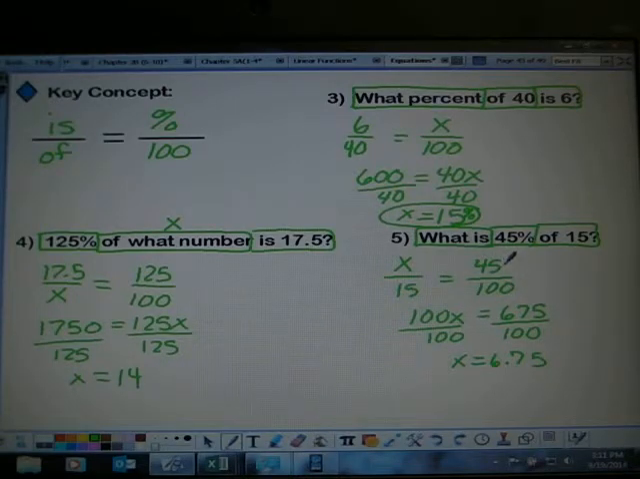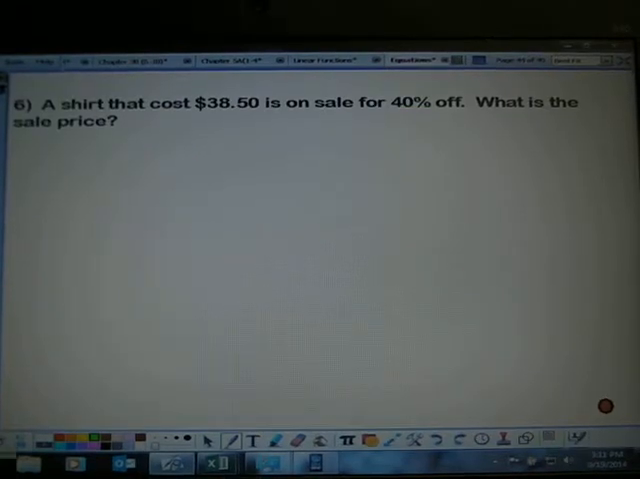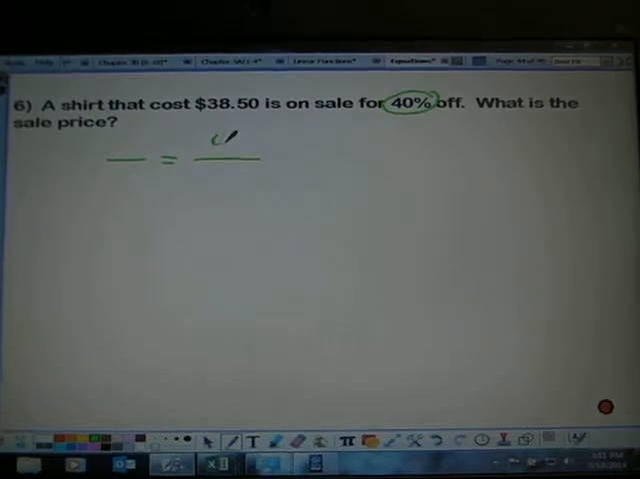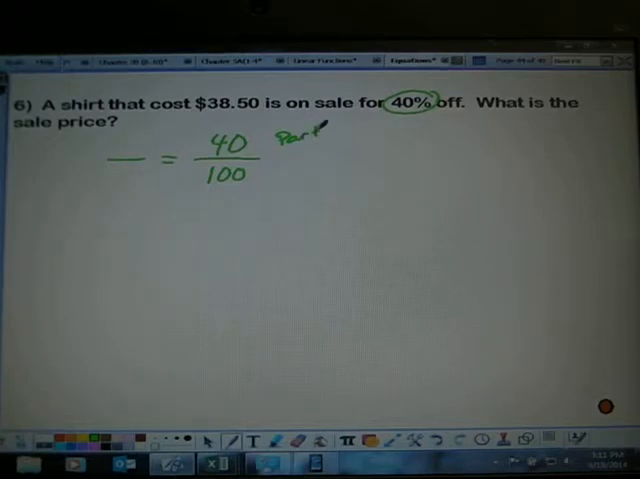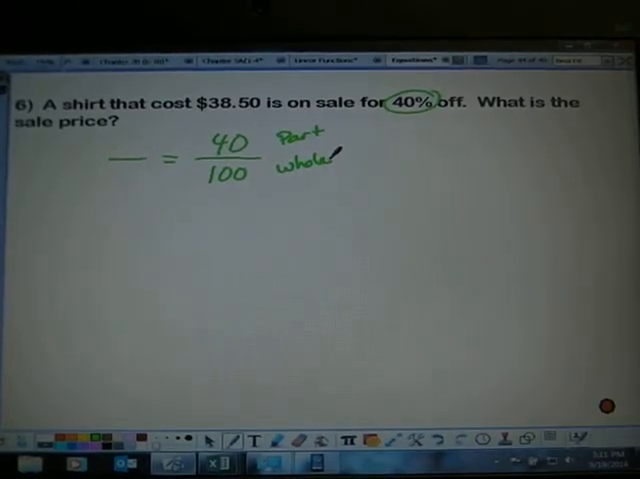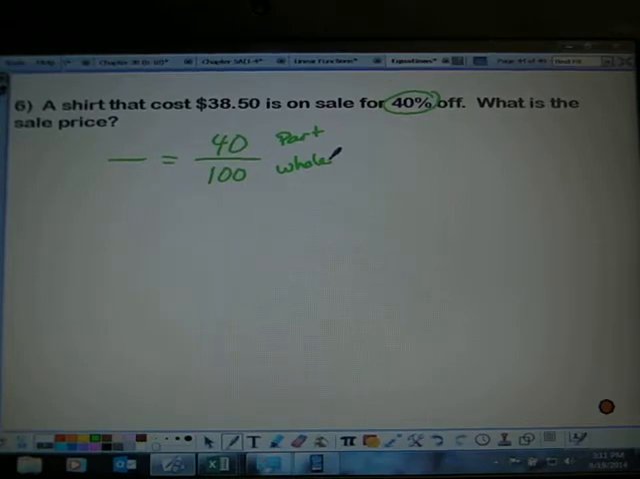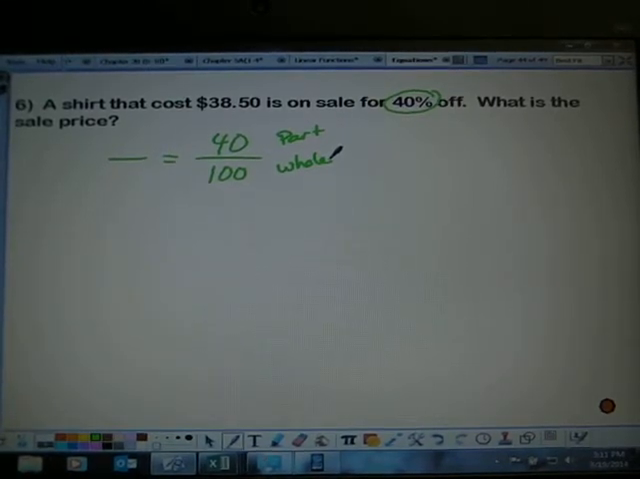So these numbers, these are both percent numbers, 45%, 100%. This is part, this is the whole thing. This is part, this is the whole thing. And that's the concept you want to use as you're thinking about this problem. We see the 40%. So if I'm starting to think is over of, percent over 100, I know it's 40 over 100. Now remember, that 40 is the part out of the whole thing, the whole big picture. Now if we think of it as part over whole and part over whole, we might be able to figure out where that 38.50 goes.